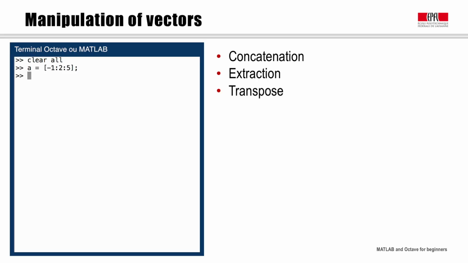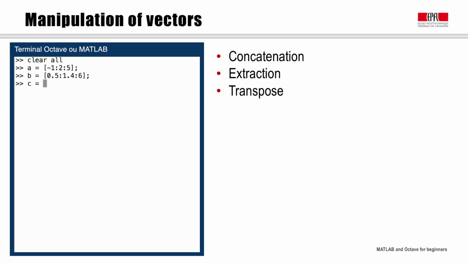Then I define a second vector B, which goes from 0.5 by steps of 1.4 up to 6. So same notation, and I don't want to see the result, so I put a semicolon at the end. Now I would like to form one single vector with the A and B together. So how can I do that?